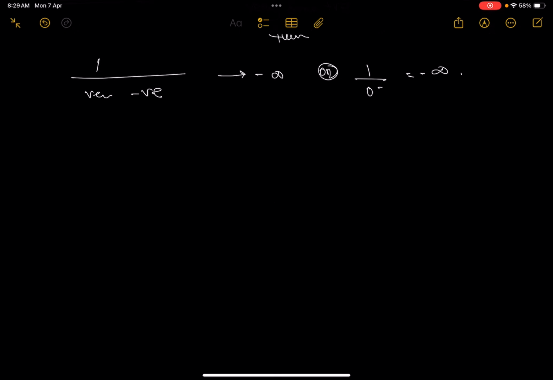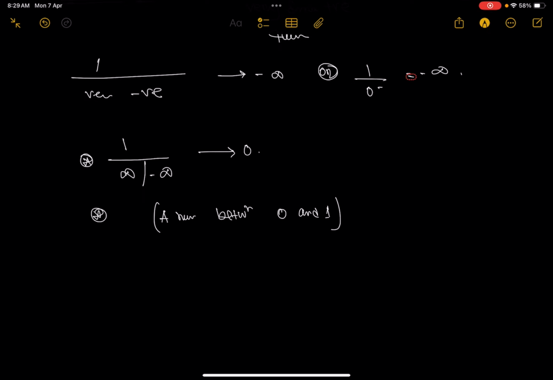Also, 1 by infinity or 1 by minus infinity goes to 0. This is also important: a number between 0 and 1, raised to the power infinity, also goes to 0.